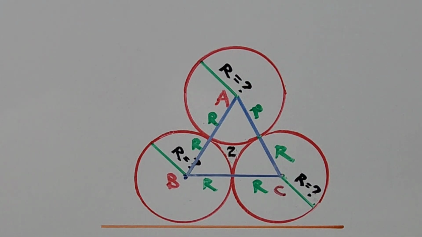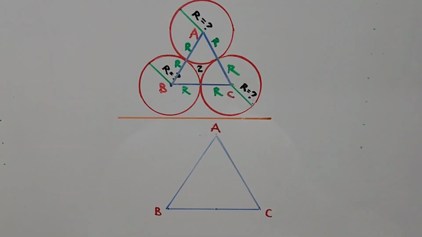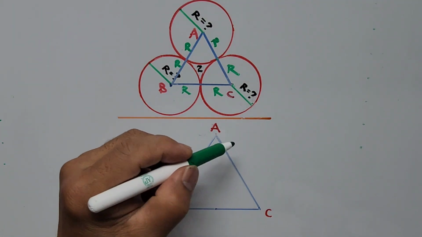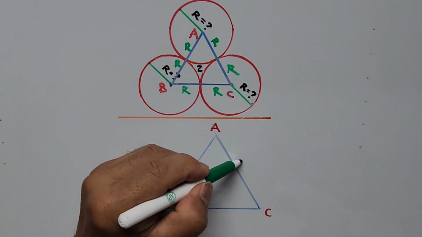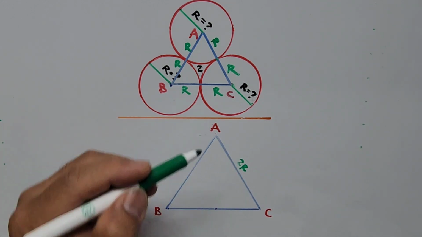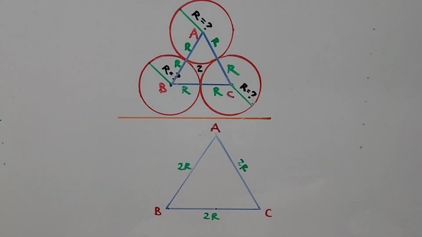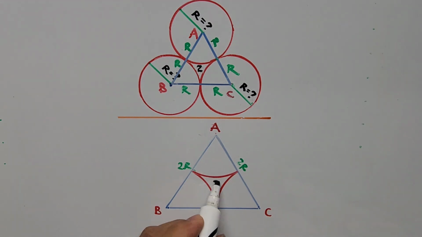And so now we can isolate the equilateral triangle ABC. So now we have here the isolated equilateral triangle ABC, and the sides are 2r. So we have here all the sides are the same. So this is 2r. And this here we have 2 square units.